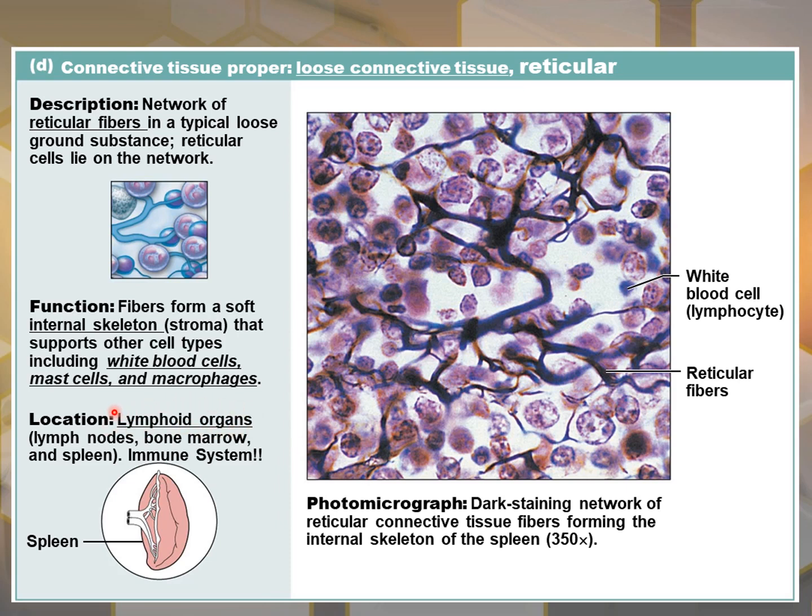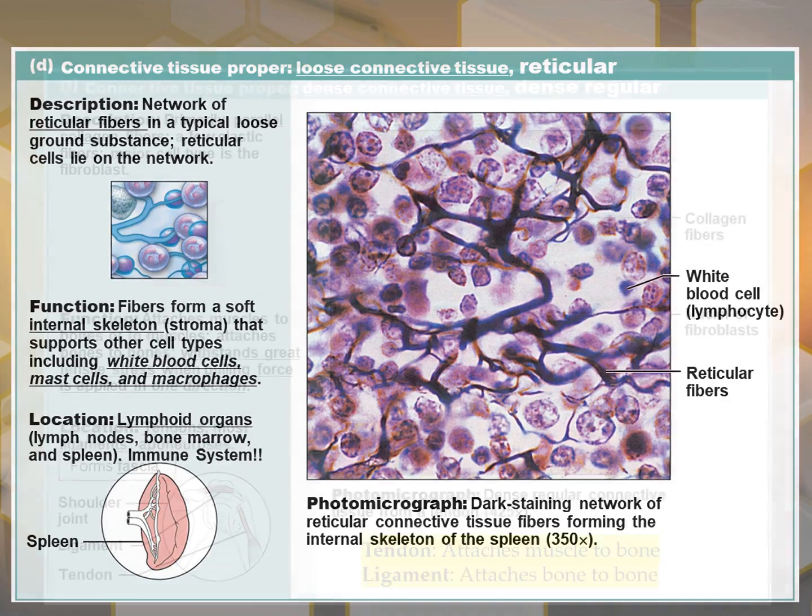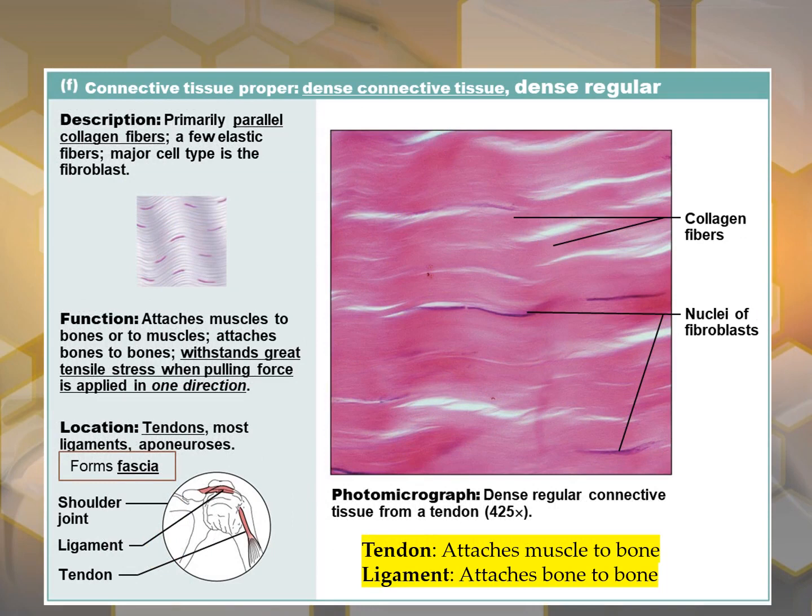Okay, so we find this in our lymphoid tissue. So remember, our lymphatic system goes hand in hand with our immune system. So we find this in our lymph nodes, in the spleen, and in the bone marrow. So bone marrow is a big one. So really think immune system and lymphoid organs and lymphoid tissue when you think reticular connective tissue. Okay.